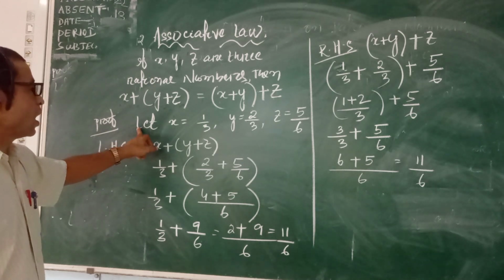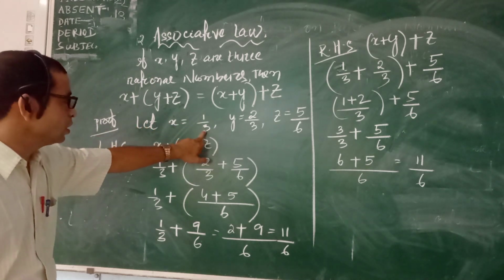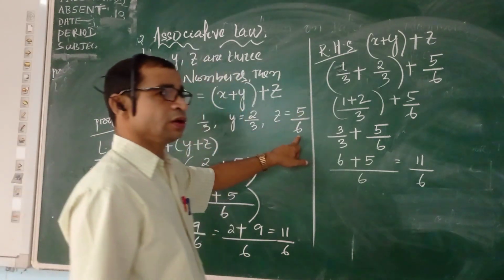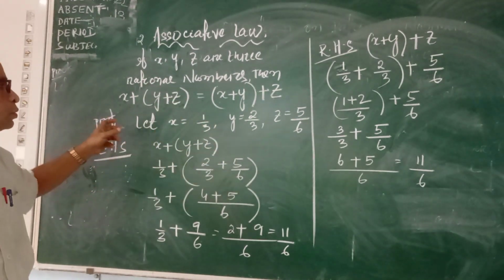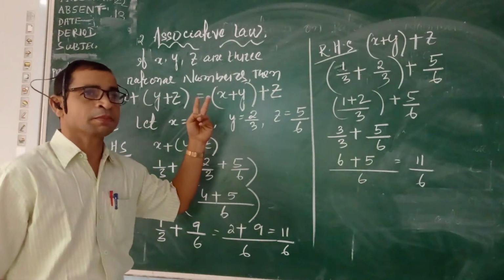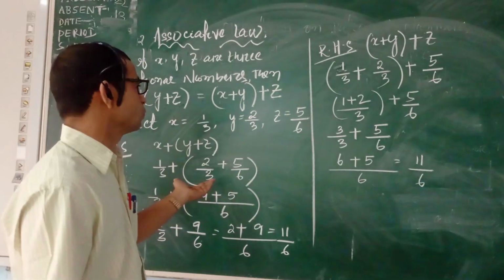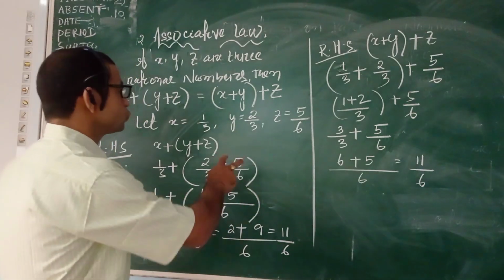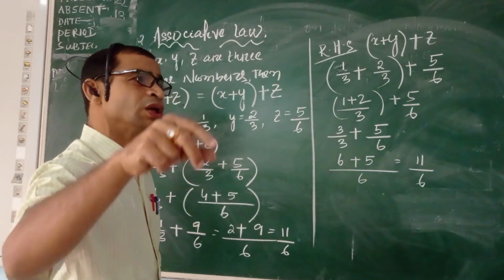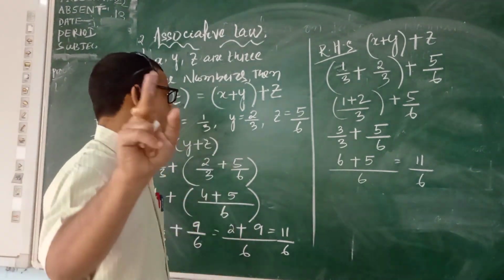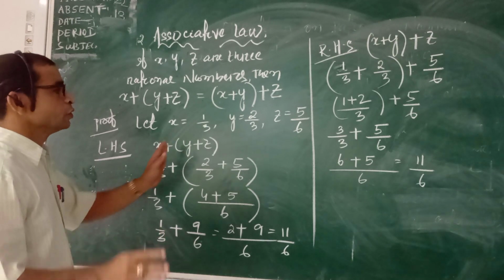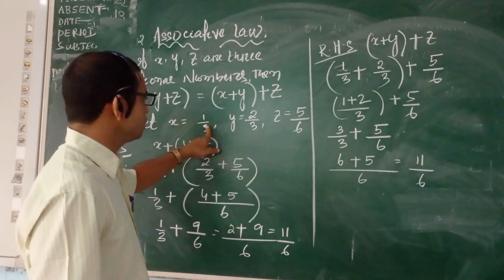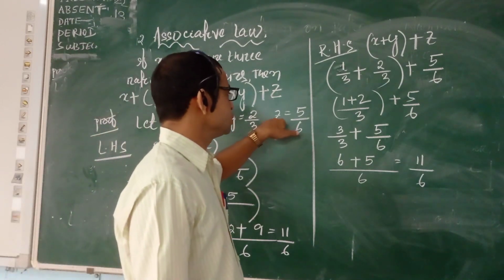Suppose I take x is equal to 1 by 3, y is equal to 2 by 3 and z is equal to 5 by 6. Clear? If you want, you can say, "No sir, I will take two rational numbers positive and one negative," it's alright, no problem. Or you may say, "Sir, I want to take all three rational numbers negative," that's alright, or two should be negative and one positive. So you can consider any three rational numbers of your own choice, as per your convenience. But here I have considered x is equal to 1 by 3, y is equal to 2 by 3 and z is equal to 5 by 6.